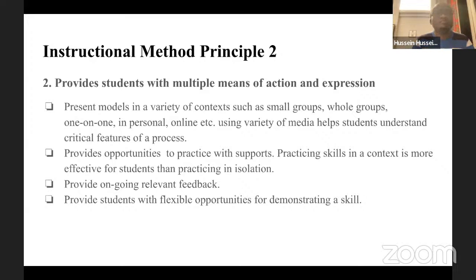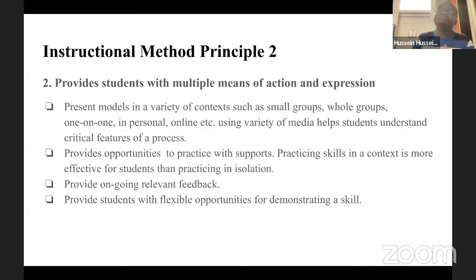Lakini provide student with a flexible opportunity for demonstrating a skill. Watoto wape nafasi waelezee skills zao. Ndio maana unakuta elimu yetu most of the time tunakuwa tunasoma content kubwa, lakini hatupewi nafasi ya kudemonstrate hizo skills. Tunasoma theory nyingi mno. Je, hizo theory tunazozisoma tunaziapply wapi? Kwa hiyo UDL ina support, inasema tuwape watoto flexible opportunity kwa ajili ya kudemonstrate skills walizojifunza.